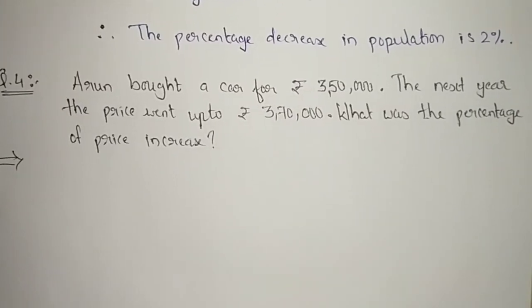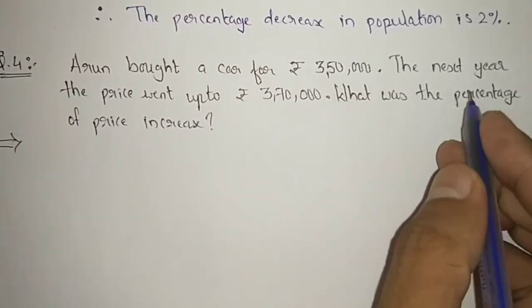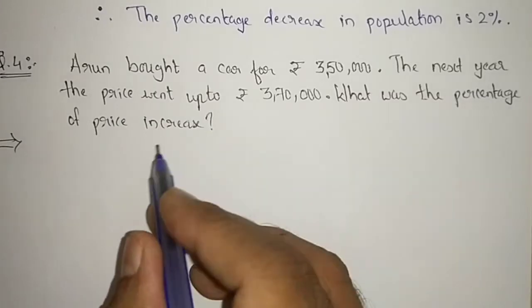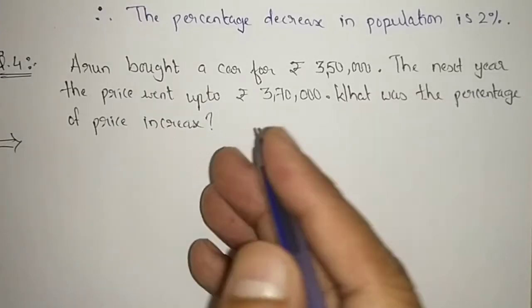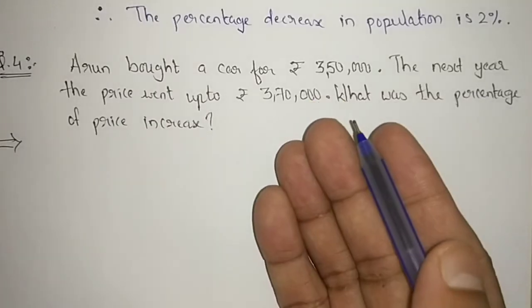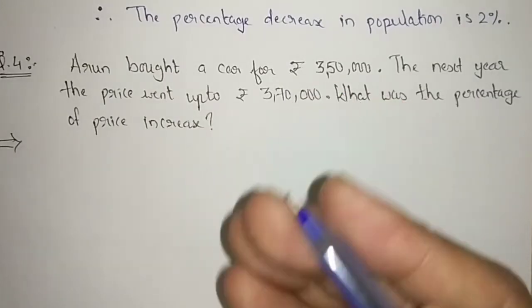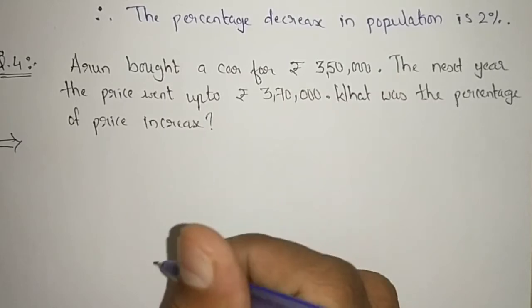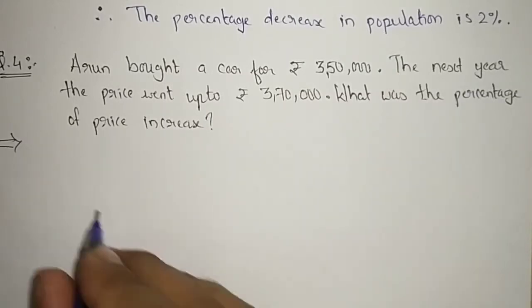So whatever the increase in price, we are supposed to find the percentage of that increase. And to find the percentage of the increase, we must know the amount of increase. So first of all we will find the amount of increase and then put it in the formula, and then we will get our answer. So I will write like this.